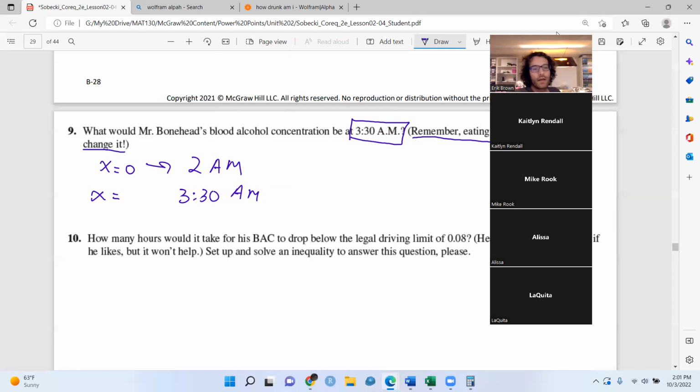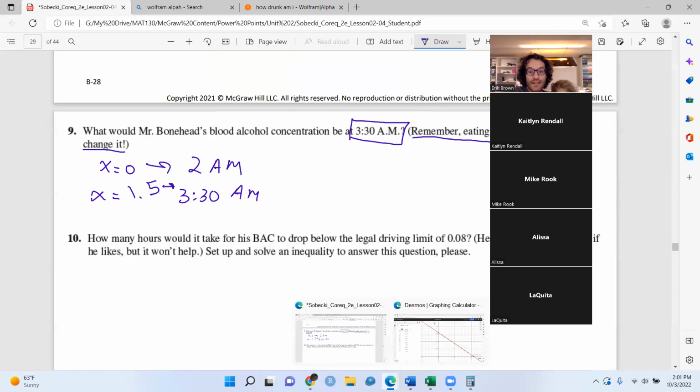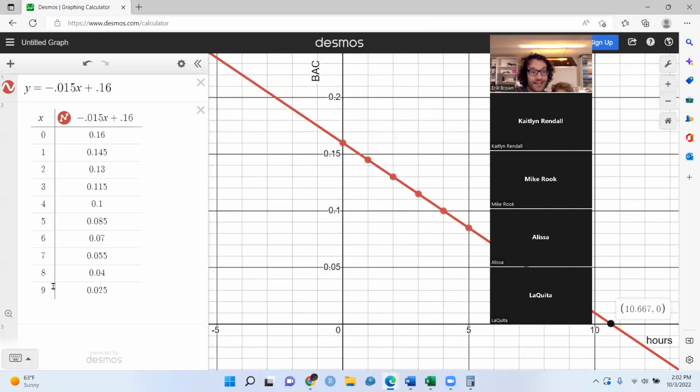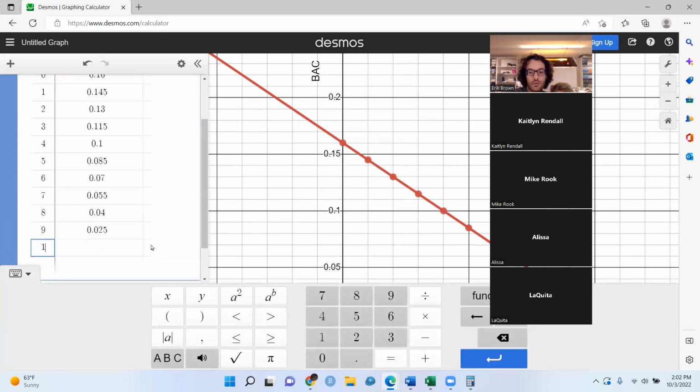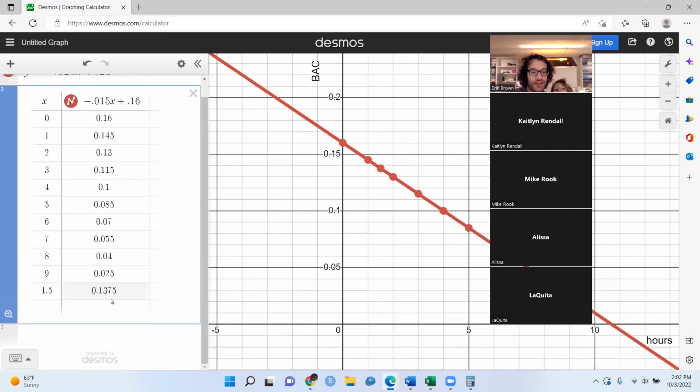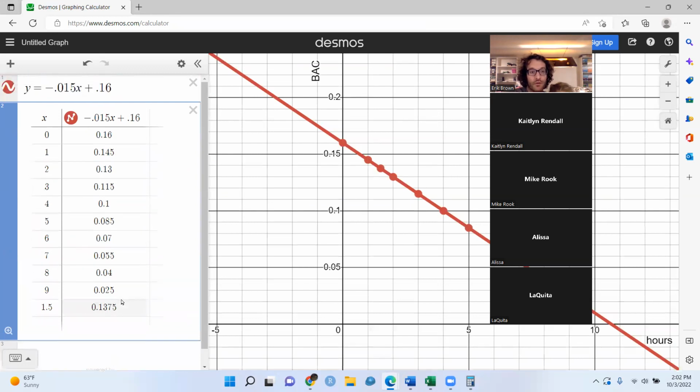Well, I know that it takes 1.5 hours to get from 2 a.m. to 3:30 a.m. So that means the X I'm going to use here is 1.5. That's the amount of time that's passed between the two. So what we'll do in Desmos, we can do it 2 ways. We can type 1.5 into our table. And there's our magic number, 0.1375.